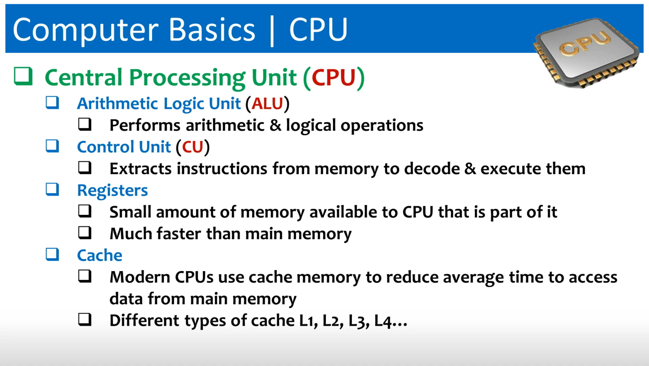The second level of similar memory is called the cache. The cache memory in modern CPUs is used to reduce the average time to access data from the main memory. Instead of traveling through the system bus to the main memory to fetch the data every time, modern CPUs have a cache system that can cache data and instructions that are most often used, so that it's faster for the CPU to access them.